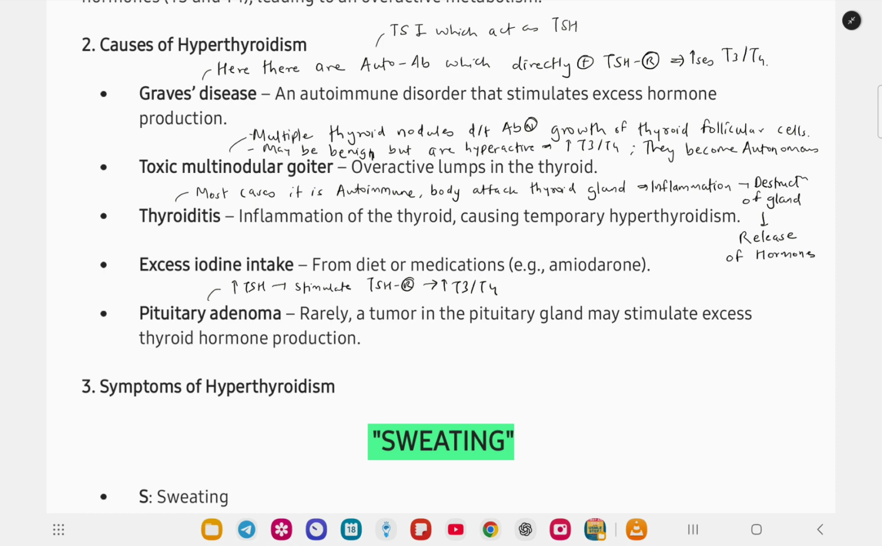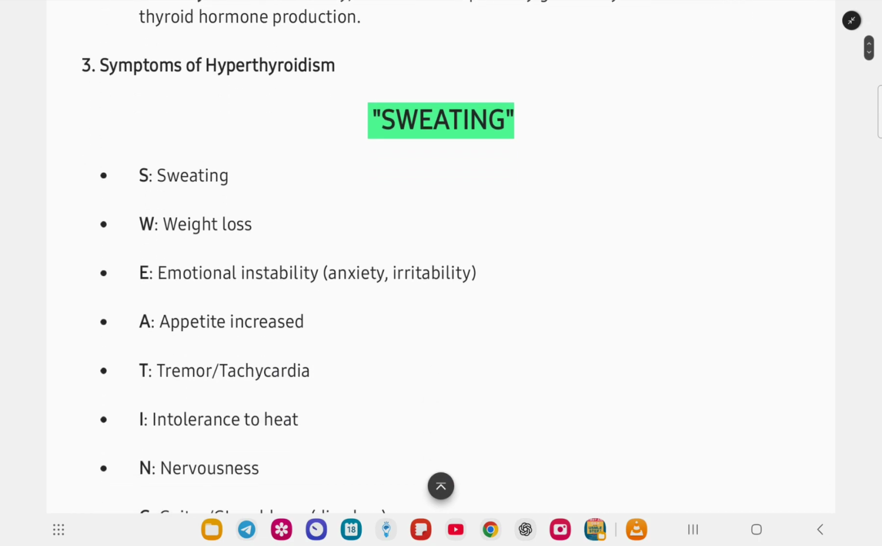And there is pituitary adenoma. In this condition, it is a tumor in the pituitary gland which may stimulate excessive thyroid production by increasing TSH. Increasing TSH will stimulate TSH receptors and will increase T3 and T4 in the blood. So these are all the causes of hyperthyroidism.